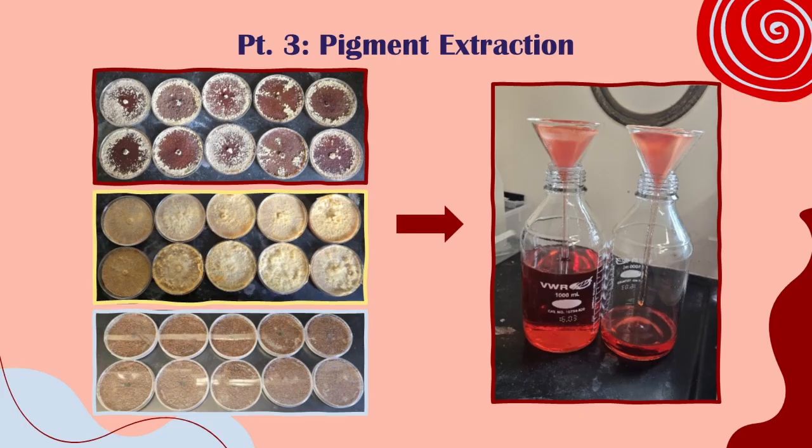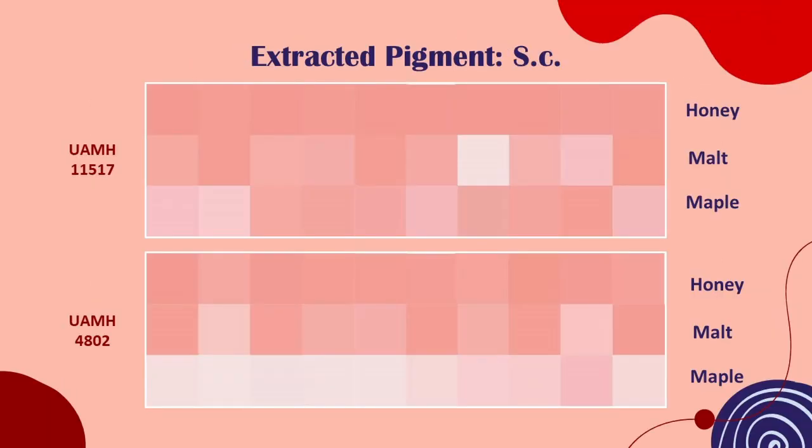And with maple, it also was inconsistent. We saw inconsistencies between the two strains. It was much weaker on 4802 than on 11517, which indicates that there could be some inconsistencies in the way that these fungi are able to access the nutrients available in maple syrup. Now, overall, this is not really the media we're looking for, so honey ended up winning.